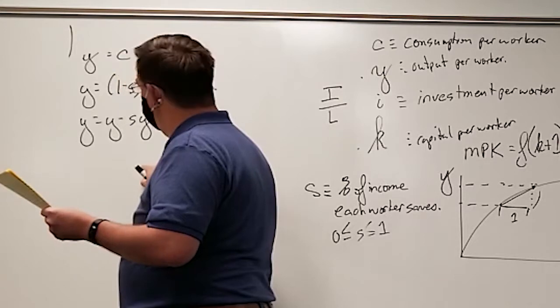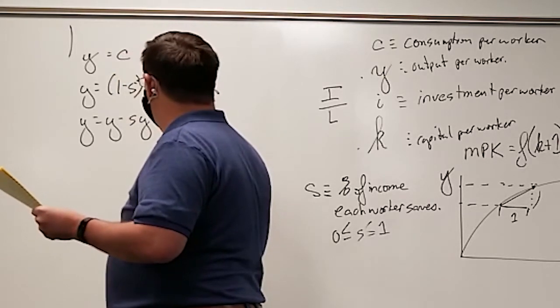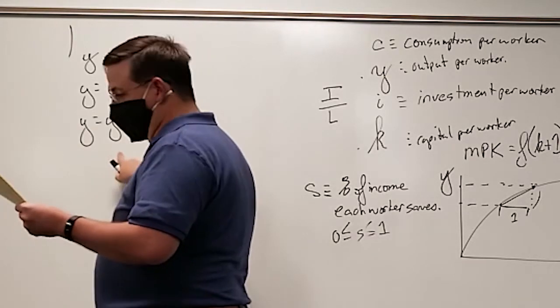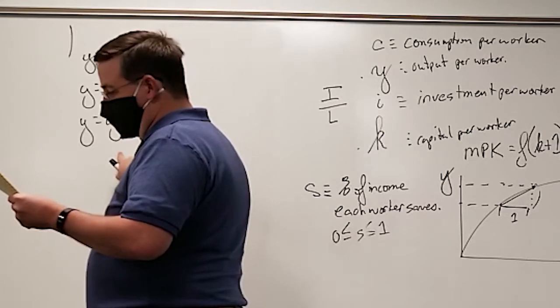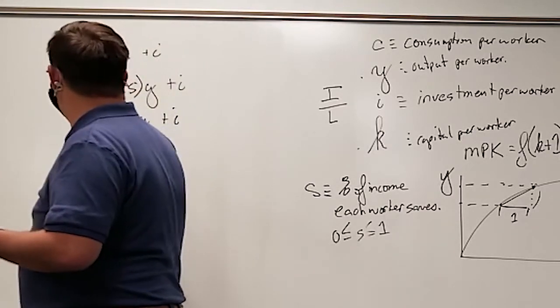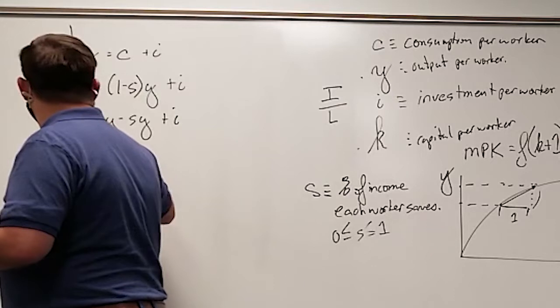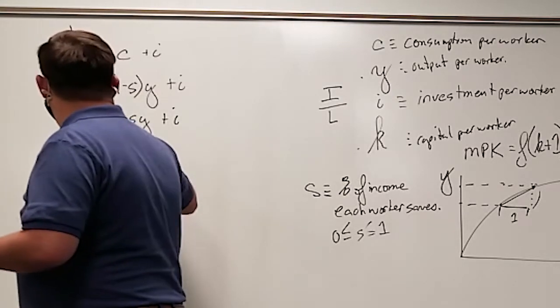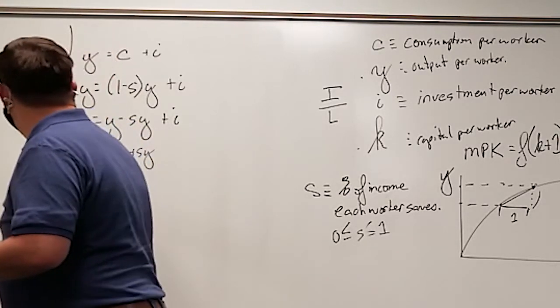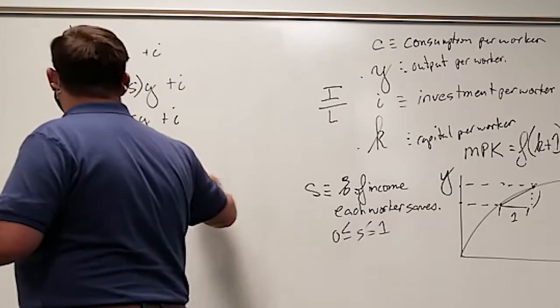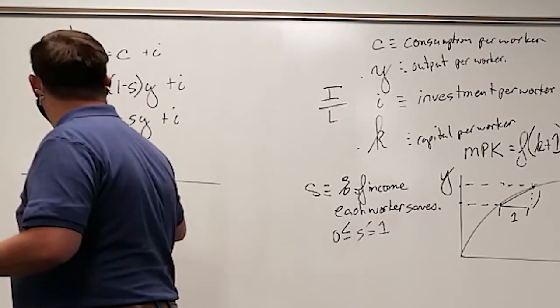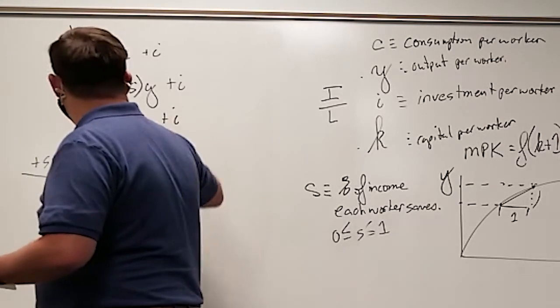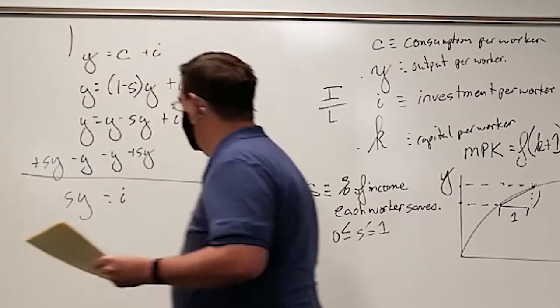Did I do this right so far? Okay. If I subtract Y from both sides, and add SY to both sides, so minus Y, plus SY, plus SY, I get SY, these cancel, equals I.